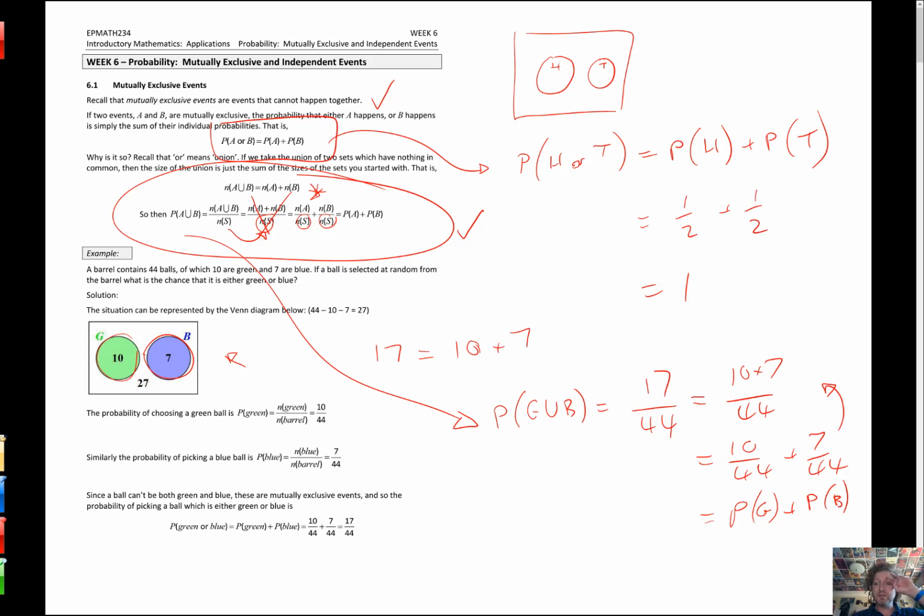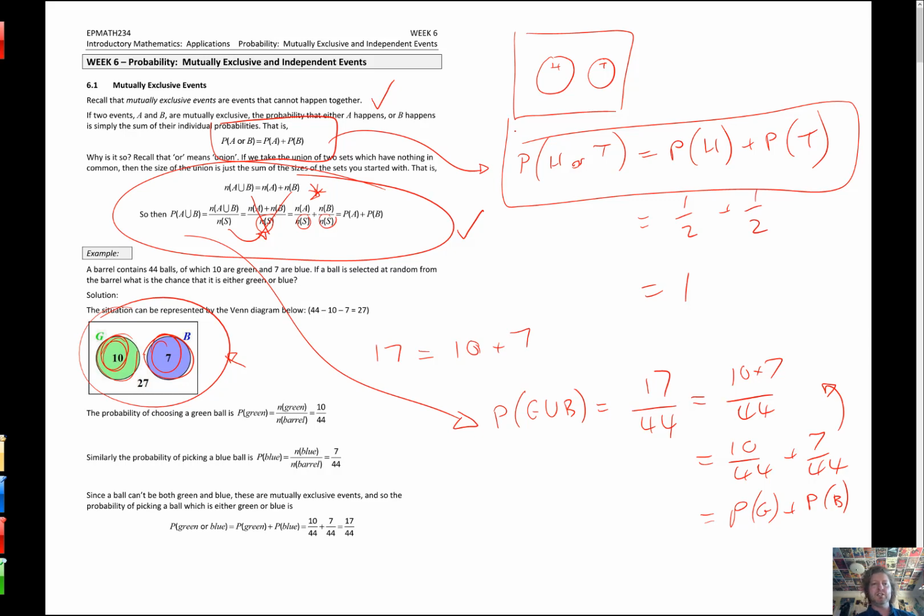Would you agree that PG, the probability of getting a green ball, is 10 out of 44? Yeah, there's 10 of them out of 44 total. The probability of getting a blue ball is 7 of them over 44. Yep, okay, so that was more mathematical proof, but it all came down to the probability of two events. The union of two events occurring is equal to the probability of one event plus the probability of the other event, as long as they're mutually exclusive.